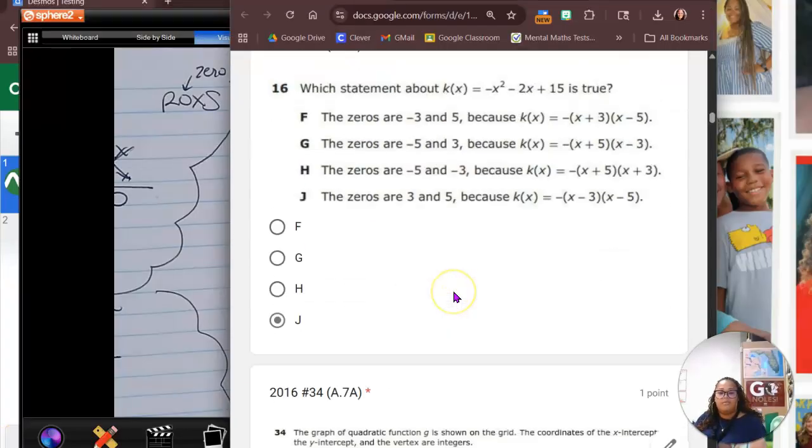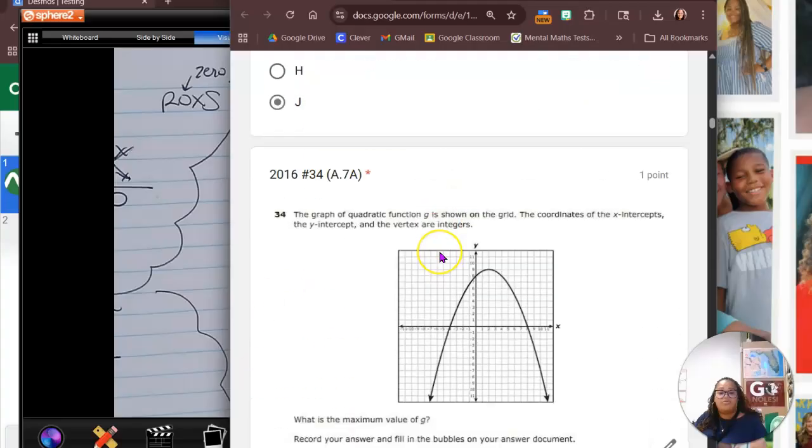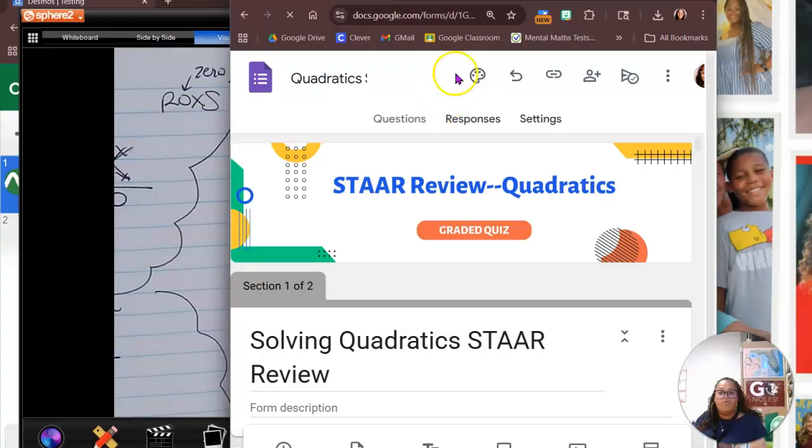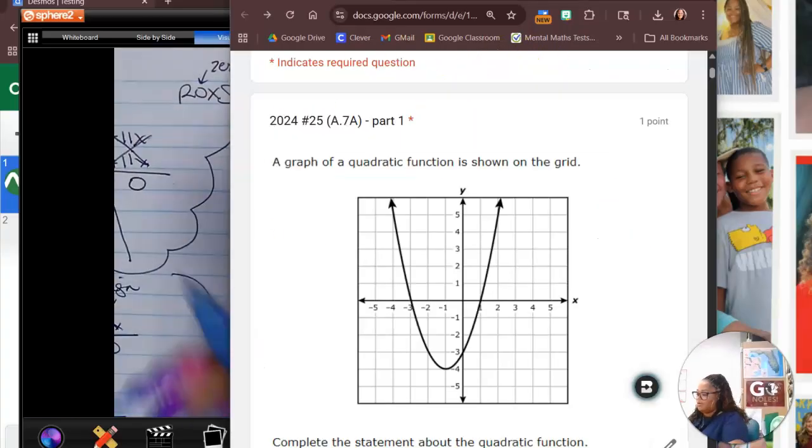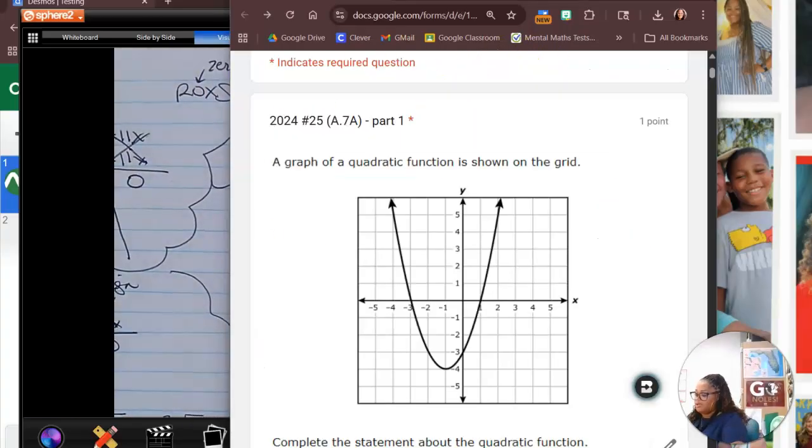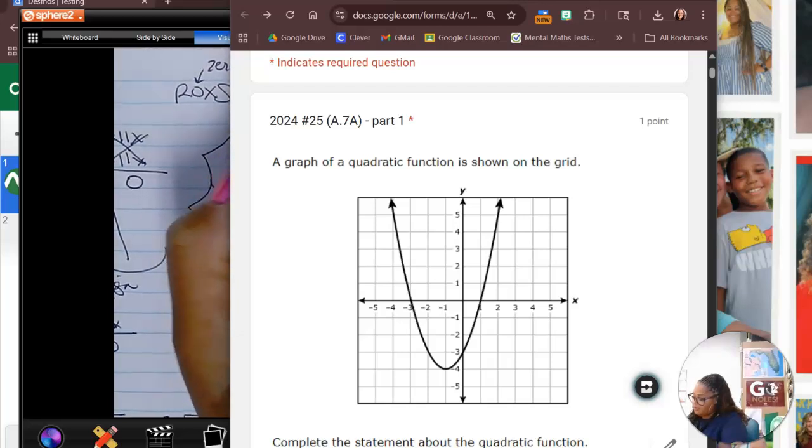Alright. It looks like the answer is already chosen. No, I don't want to edit. Alright, now we're on question number 25 from 2024.